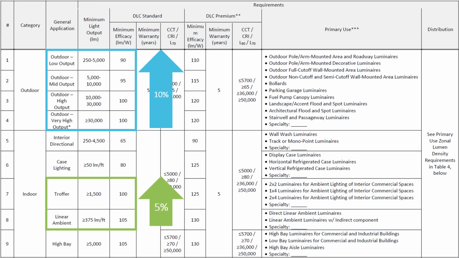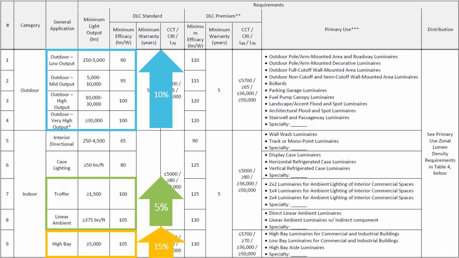Again, I'll cover lamps on the next slide, but they have a lower opportunity for efficacy, relatively speaking, because they are sensitive to an efficacy increase in terms of the delisting impact, meaning that many lamps are at risk of being delisted if the efficacy requirements are increased.